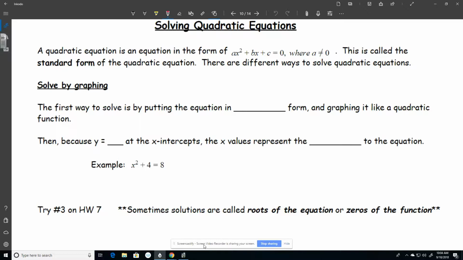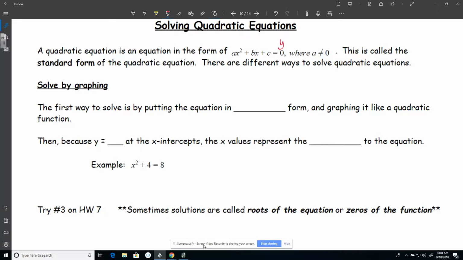Quadratic equations are really similar to what we talked about yesterday. A quadratic equation is an equation in the form of ax squared plus bx plus c equals 0. So it's just like a quadratic function, except instead of equaling y, it equals a specific number. It equals 0. And this is what we call the standard form of the quadratic equation. And there's a lot of different ways that we can solve them.